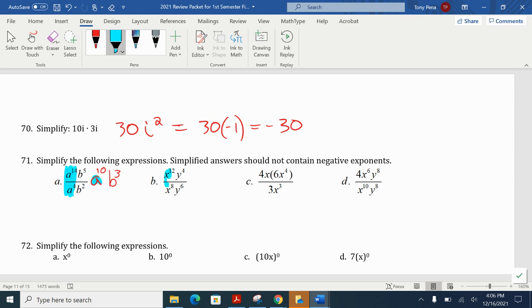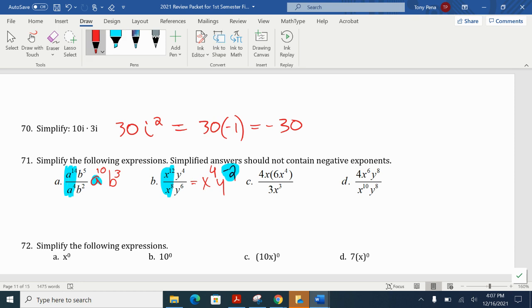Go to letter B problem. x to the 12th over x to the 8th. Again, when we divide like terms, we subtract these powers. So 12 minus 8 gives us x to the fourth. 4 minus this 6 gives us y to the negative 2, which then has its own rules. When we deal with negative exponents, which we clearly have right here, negative exponents basically imply that we want its reciprocal. We want to flip it.